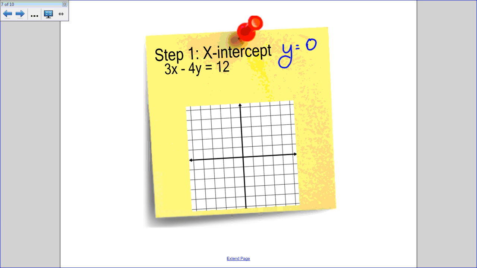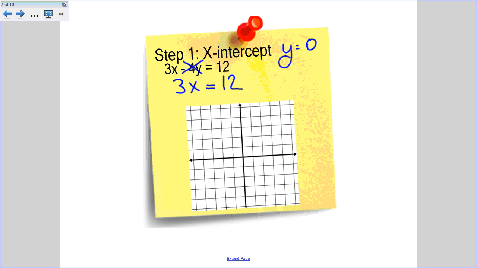When y equals 0, this portion here is being multiplied, right? Negative 4 times y. Remember that anything times 0 is going to be 0. So this portion here, we're just going to get rid of. When we're solving for our x-intercept, we're only looking at the x's. So our first step is going to be removing our y's. So we're left with 3x equals 12.